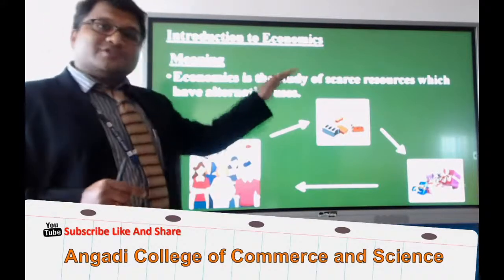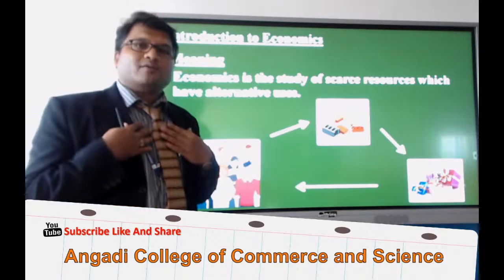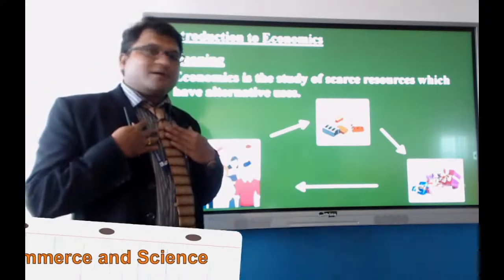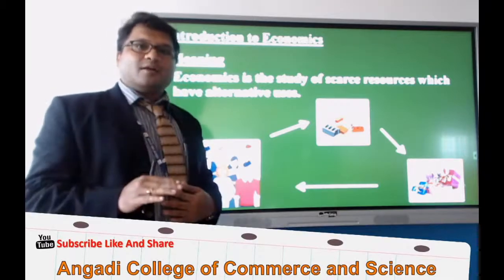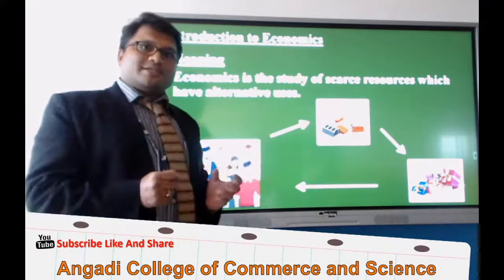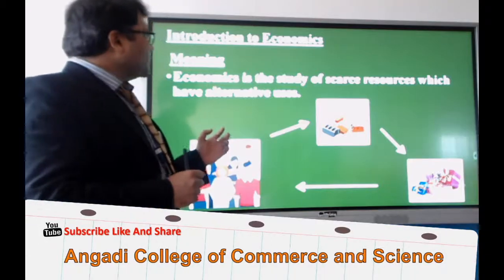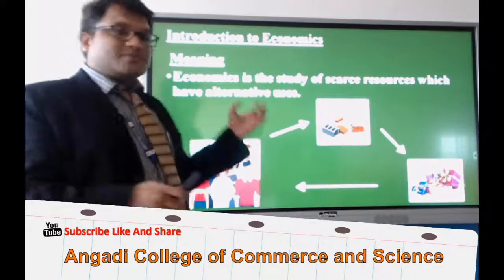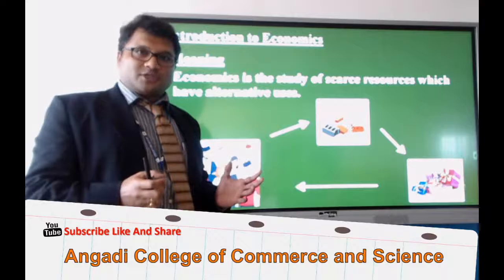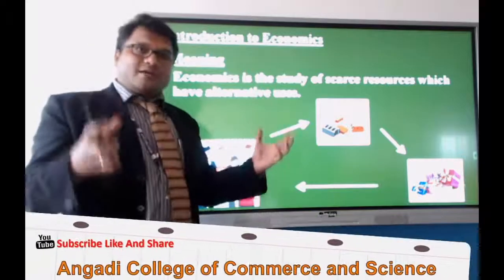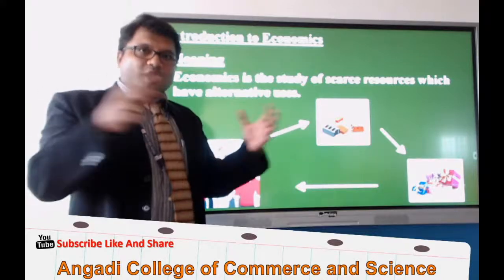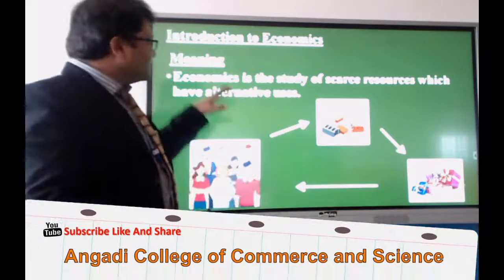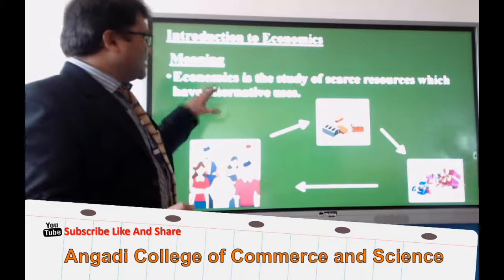Economics is the study of scarce resources. We have unlimited wants, but the resources available with us are very limited in number. So this is where economics comes into the picture, and this is what we have to understand. Economics helps us to manage this situation: how to manage unlimited wants with limited resources. This is the main core of economics.